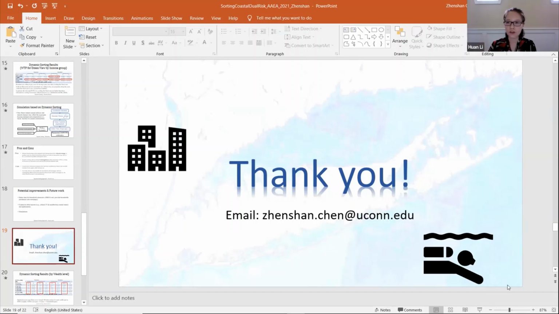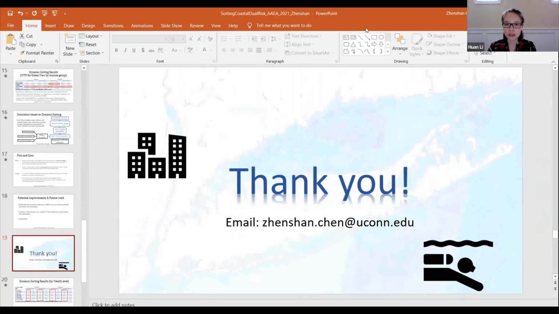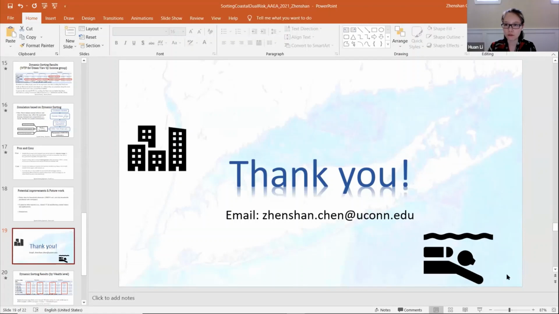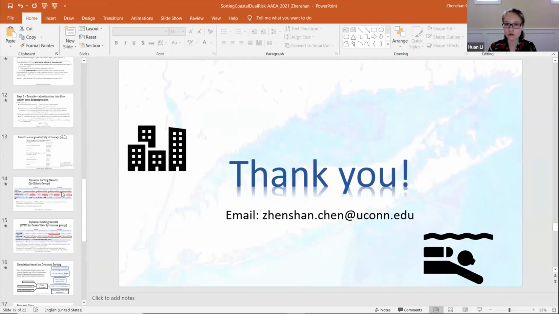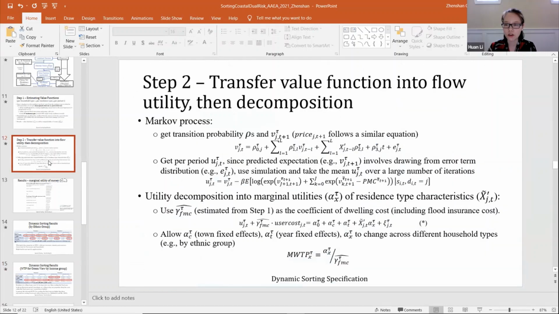Jinshan, I do have one question. I missed something. When you formalize your utility function, for the amenity of the housing, you consider whether it has an ocean view or whether it is in the flood zone. Do you consider any other amenities in your utility function?